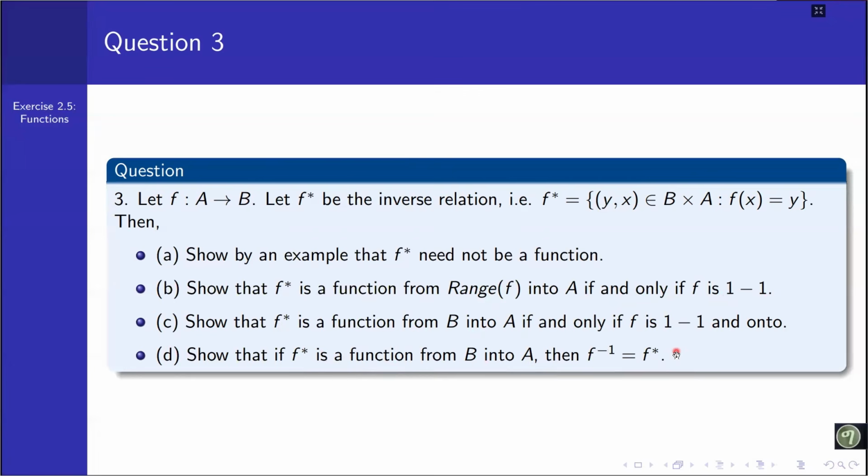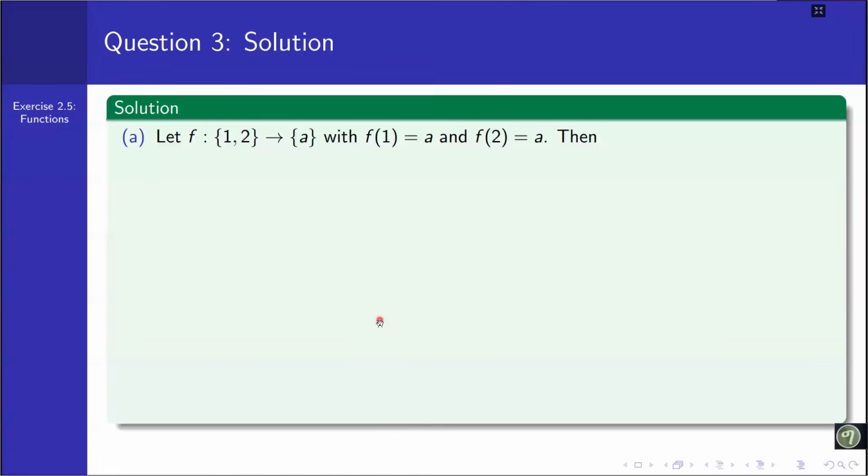ስለዚህ በምንመለከትበት ጊዜ ለምሳሌ መጀመሪያውን ለማሳየት, let for example, using an example, let f be defined from the set containing 1 and 2 into this singleton, that is the set containing only a, with the functional mapping f of 1 is equal to a and f of 2 is equal to a. ስለዚህ ዶሜኑ በቀጥታ ዋንቱ ነው the image is 1.